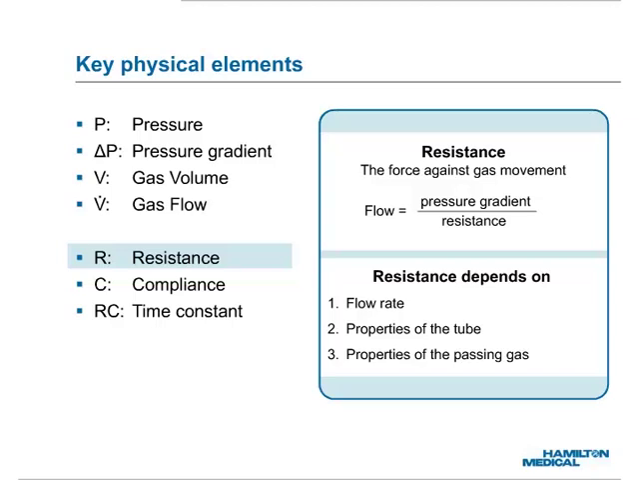Heliox is a gas mixture of helium and oxygen. It has a lower density than air. Passing through a narrowed airway, heliox generates less resistance than air, resulting in a higher gas flow. This fact forms the foundation of heliox therapy. The relationship between pressure gradient, flow, and resistance is described by Ohm's law. Flow equals pressure gradient divided by resistance. So flow increases when the pressure gradient increases and/or resistance decreases.